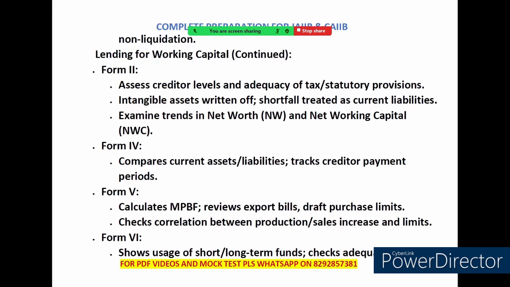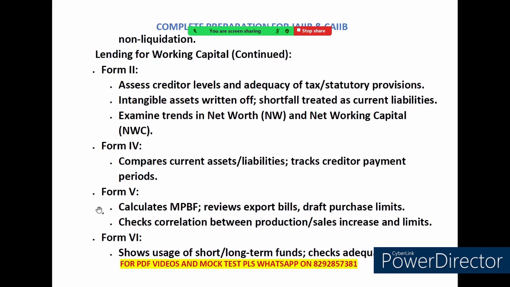Okay, banks use various forms to assess and keep track of how much working capital a business needs. Here is a quick look at form 2. First thing is form 2. You can see it written, form 2. So form 2 checks how much money the business owes to creditors and whether it is making enough provision for taxes and other obligations or not. It also ensures that intangible assets like patents and goodwill are written off.